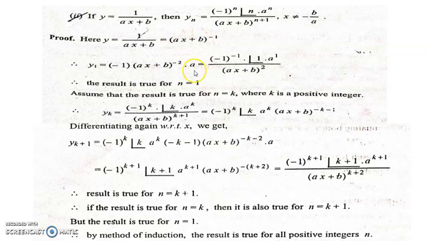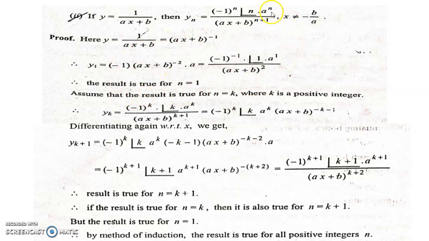Derivative of ax plus b is a. So here we can see minus 1 to the power 1, we have minus 1. 1 factorial, that is 1. A to the power 1, we have a to the power 1. Ax plus b to the power 1 plus 1, 2. We have ax plus b to the power 2. So the result is true for n is equal to 1.